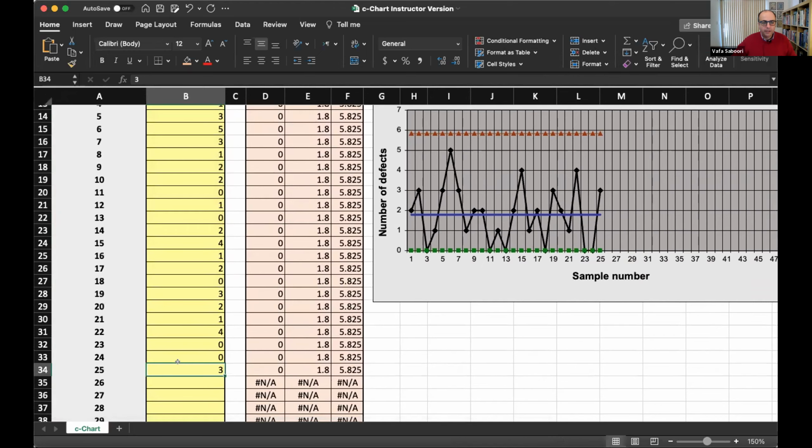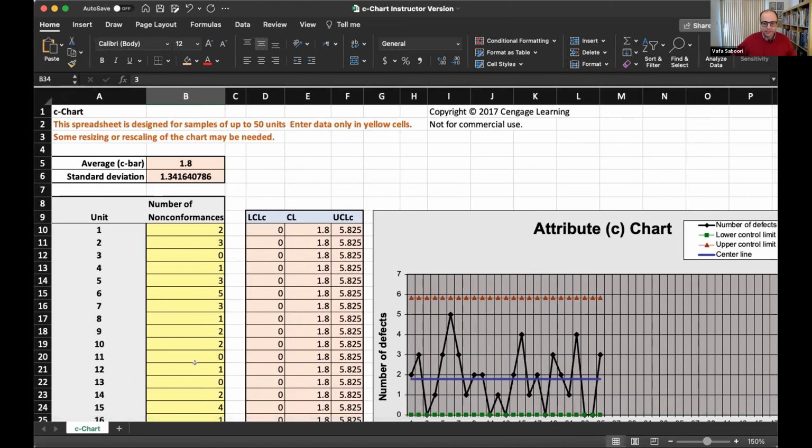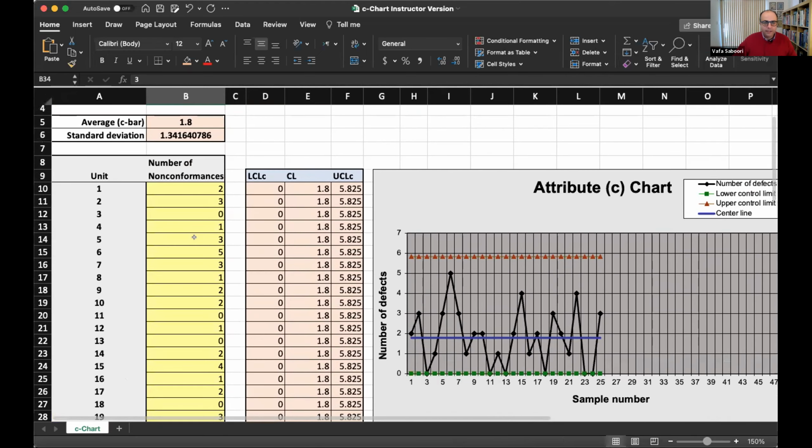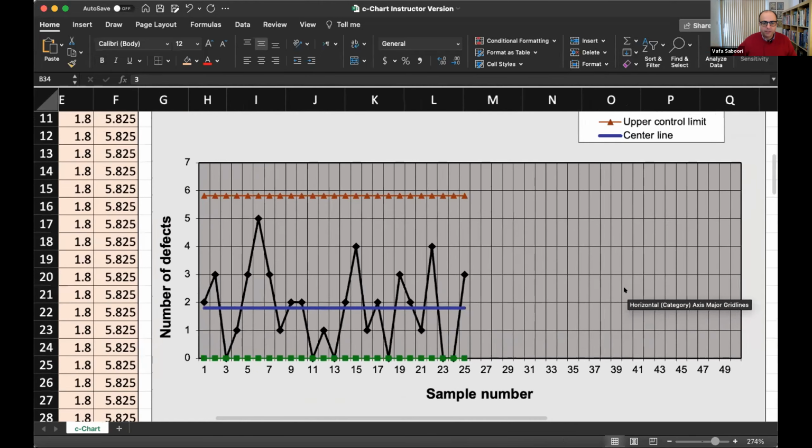You just go ahead and enter them all here. This is again a number of samples here. In this case it is 25. It's basically the same problem that we had. And basically there's no calculations after that. Once you enter those numbers, everything would be calculated and you get your chart, okay? So this is my C chart.